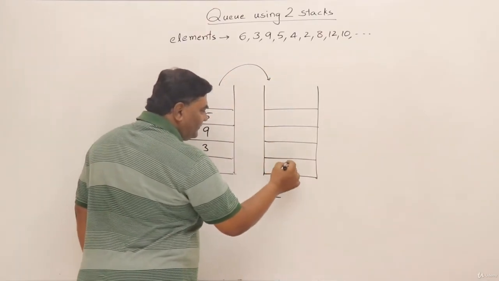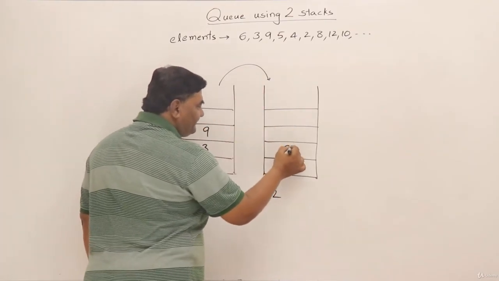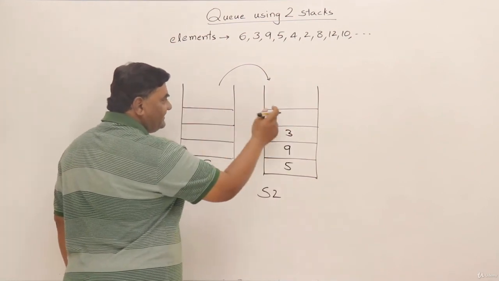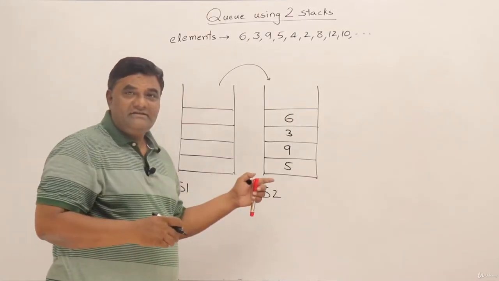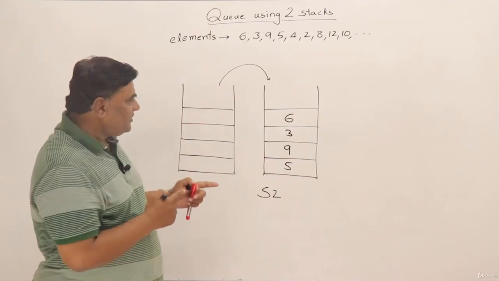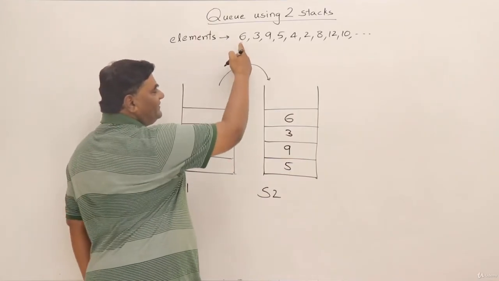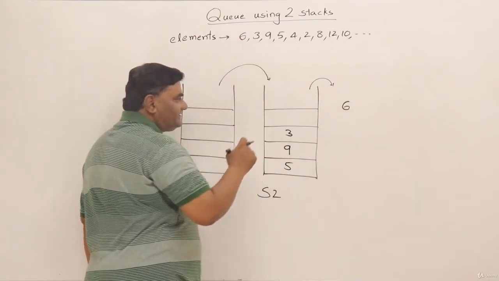So first 5 will go here. Then pop out 9 and push it here. Pop out 3 and push it here. Pop out 6 and push it here. Now all these elements are transferred. They are in stack 2. Now I can delete an element from stack 2. So what is the topmost element? 6. Yes, as per FIFO, I should get 6 first. So yes, 6 is deleted from the stack. So the element 6 is gone.